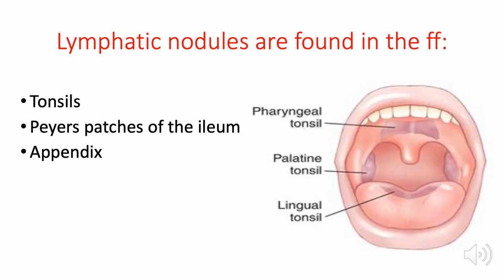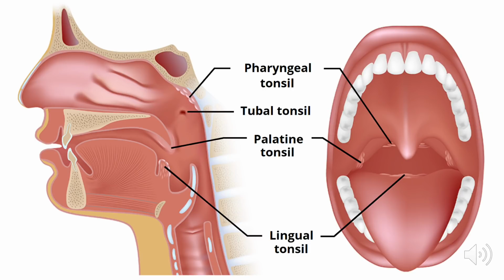If the diffuse pattern of lymphatic tissues are found in the organs that belong to the gastrointestinal tract, genitourinary tract, and respiratory tract, and they are found below the epithelium, where can we find lymphatic nodules? They can be found in the tonsils, the Peyer's patches of the ileum, and in the appendix. You have learned a while ago that there are 3 types of tonsils. You have palatine, you have lingual, and you have pharyngeal tonsils.